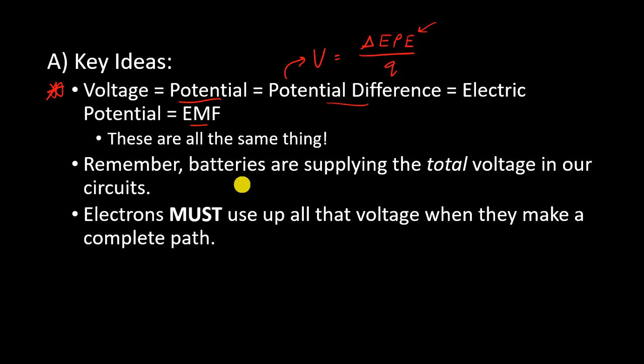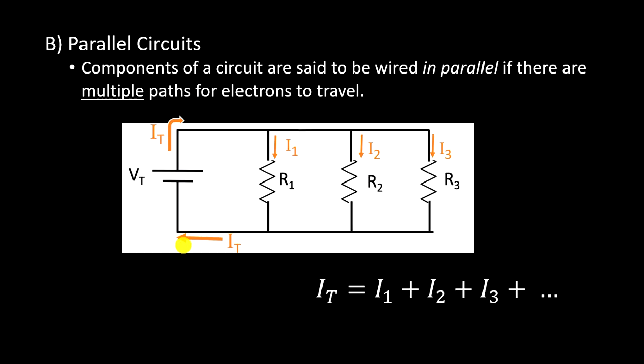Now, when we're talking about circuits in this class, we're always going to have a battery, and that is the only thing responsible for giving voltage to things. So it will make up the total voltage in our circuit, and due to conservation of energy, as we discussed before, the charges have to use up any voltage that they gain from the battery. Batteries give voltage, and resistors, things like light bulbs, take away voltage. All right, let's talk about parallel circuits.